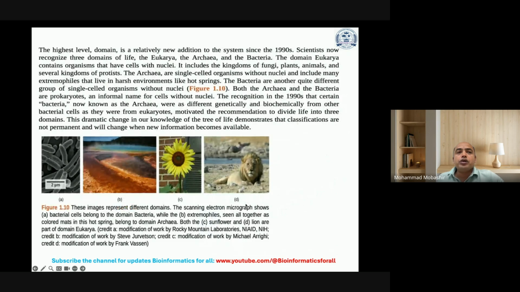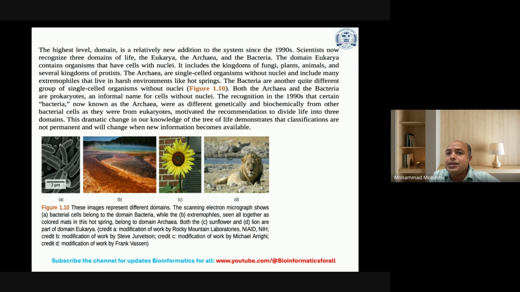So, now coming to other things. The highest level, domain, is a relatively new addition to the system. Now, scientists recognize 3 domains of life: eukarya, archaea, and bacteria. The domain eukarya contains organisms that have cells with nuclei. It includes the kingdoms of fungi, plants, animals, and several kingdoms of protists.